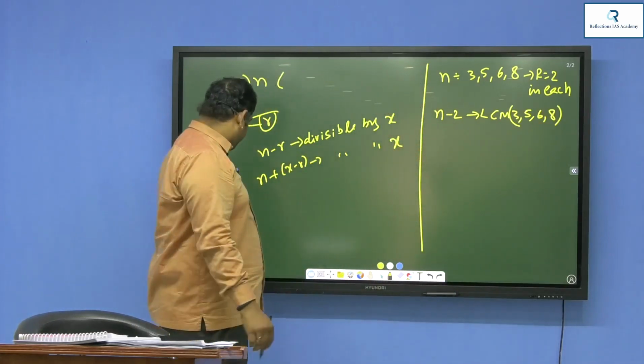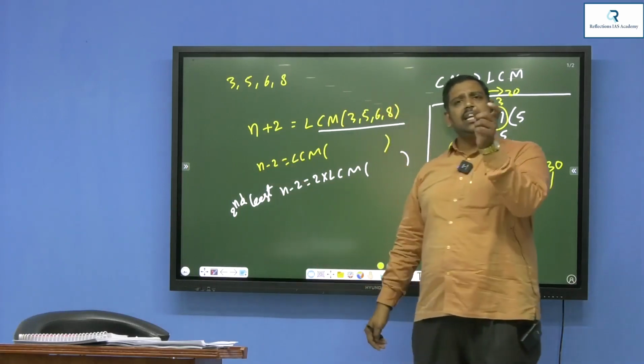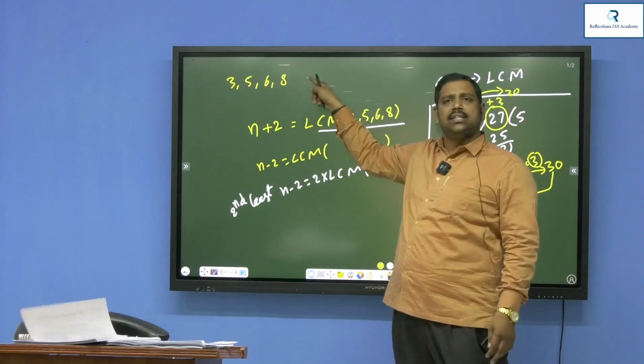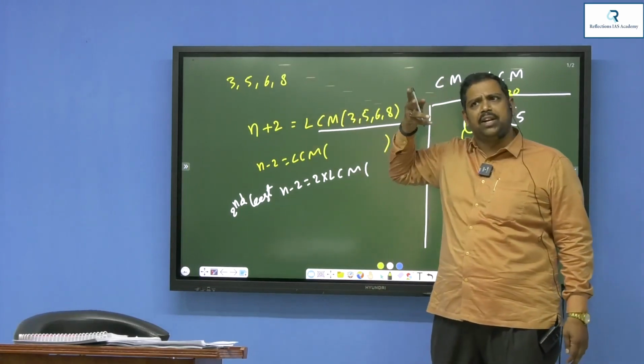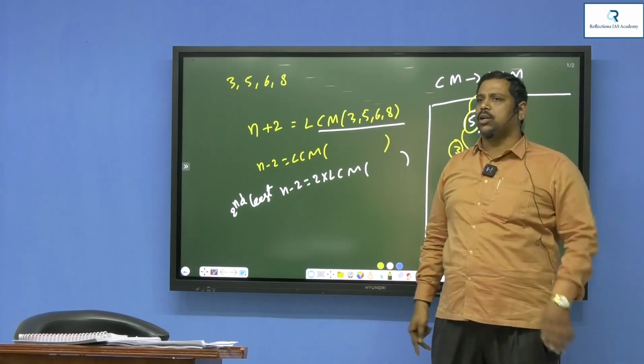Observe the previous question once. The question framing is, find the least number which when reduced by 2 is exactly divisible by 3, 5, 6, 8. This one and that one, same or different questions? Same only. Two different narrations for the same solution.